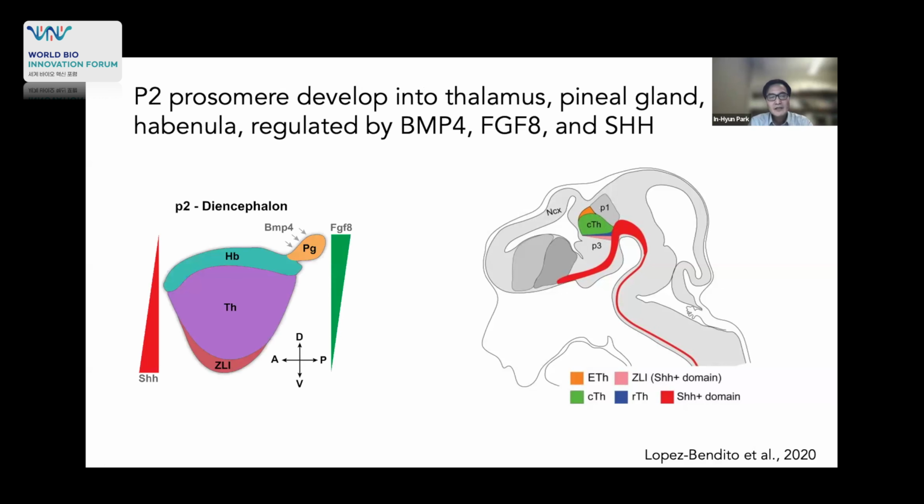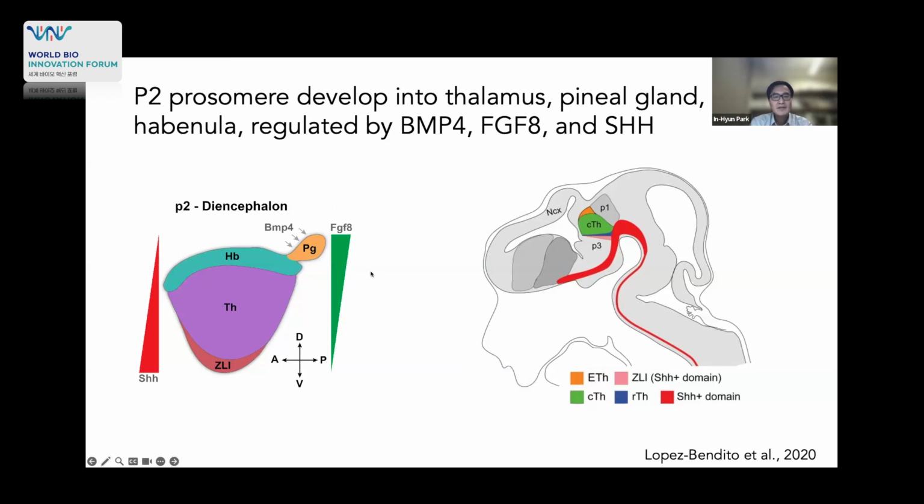Then how do the different parts of the diencephalon develop? As I introduced already, this developmental cell fate is regulated by morphogen gradients. A very simple rule is that sonic hedgehog induces the ventral fate throughout the neural tube, including the telencephalon, diencephalon, midbrain, and hindbrain. And FGF signal as well as BMP4 induce dorsal fate.